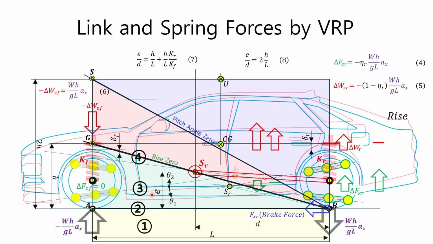Figure 4 represents the case where the virtual reaction point, SR, lies on line BG. In this case, since the vertical resultant force of the rear links is equal in amount and opposite in direction to the vertical dynamic load transfer, the force acting on the rear spring becomes 0, and the force acting on the rear links supports the entire vertical dynamic load of the vehicle. Therefore, the brake rise is 0. In this case, the value of eta R is 1.